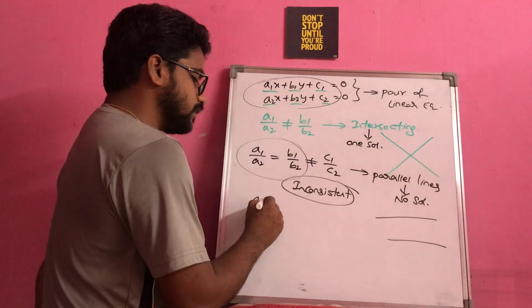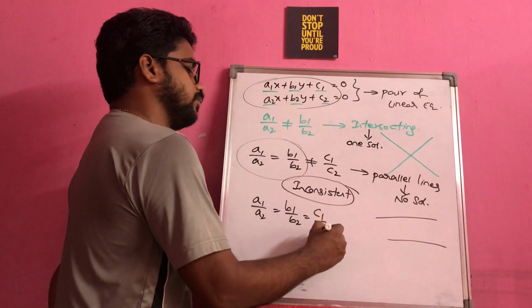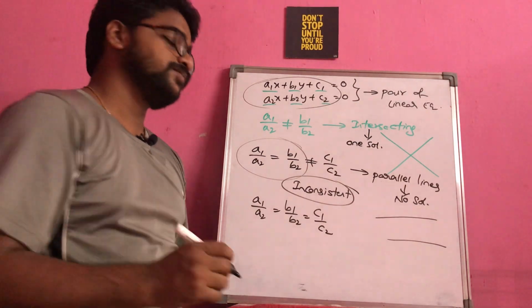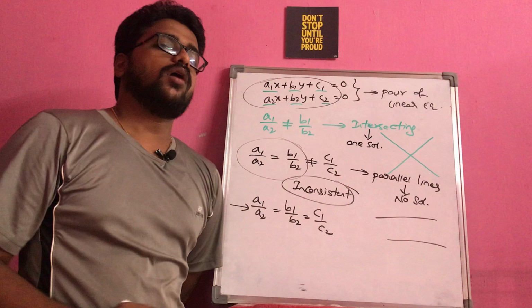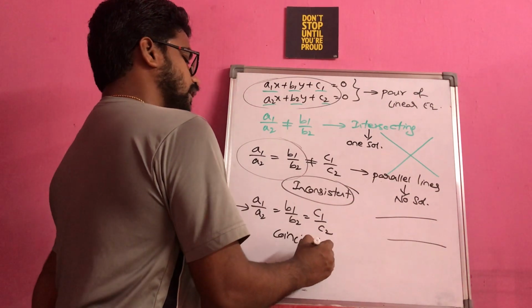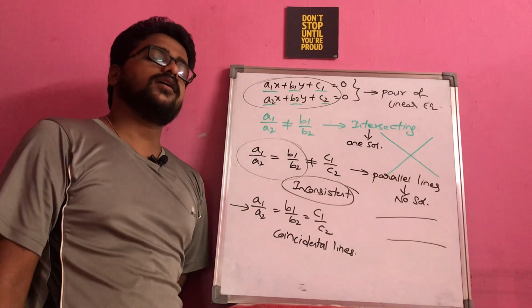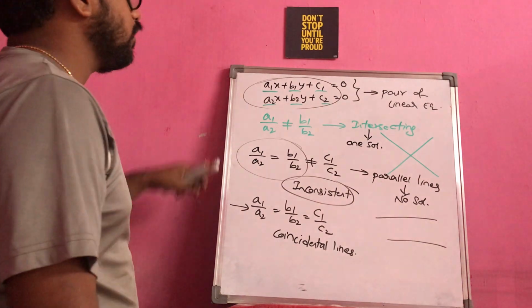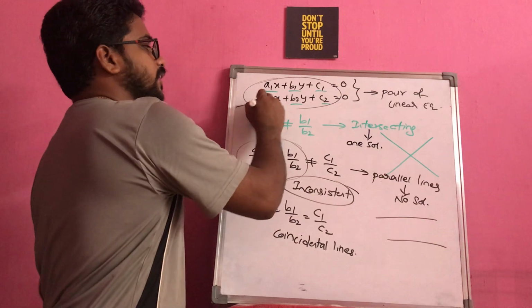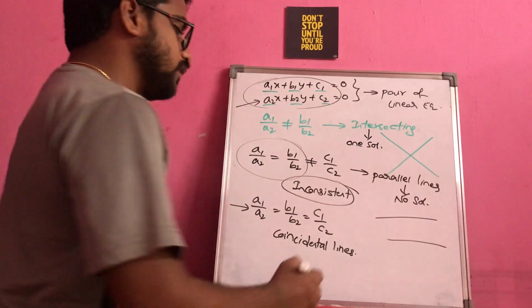And the last case is a1 by a2 is equal to b1 by b2 is equal to c1 by c2. That means all the coefficients and constants in the equations are in proportion. What it means is these types of lines are called coincident lines. You can observe here, whenever I say they are in proportion, it means whatever factor the values in the first equation change by, the values in the second line also change by the same factor. Because of this, these lines are called coincident lines.